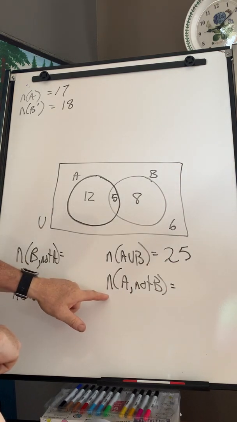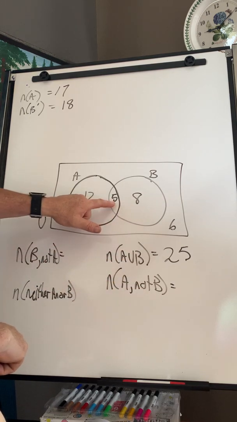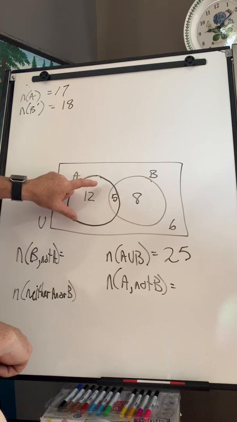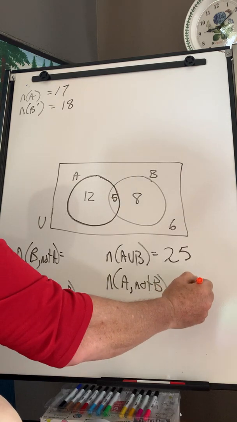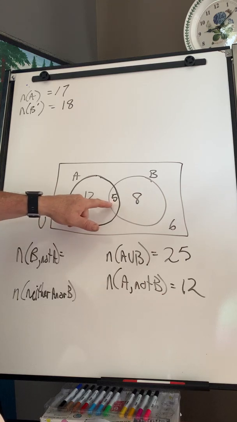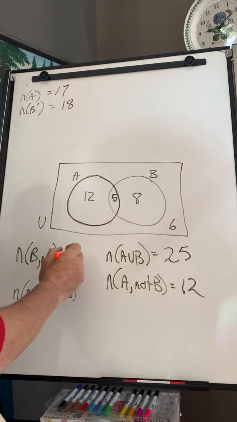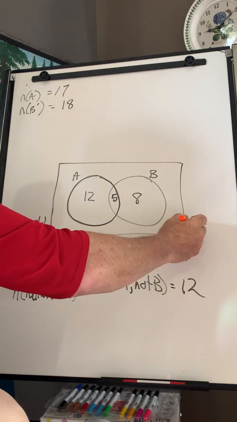Then we have the number of elements in A, but not in B. So these are in B. Although those 5 are in A, they're in B. So we can only count the 12. Because I want what's in A not included in B. B, but not A. Well, it's the opposite. The 12 and 5 are in A, 8. And then the number of elements in the universal set that are in neither A nor B, 6.